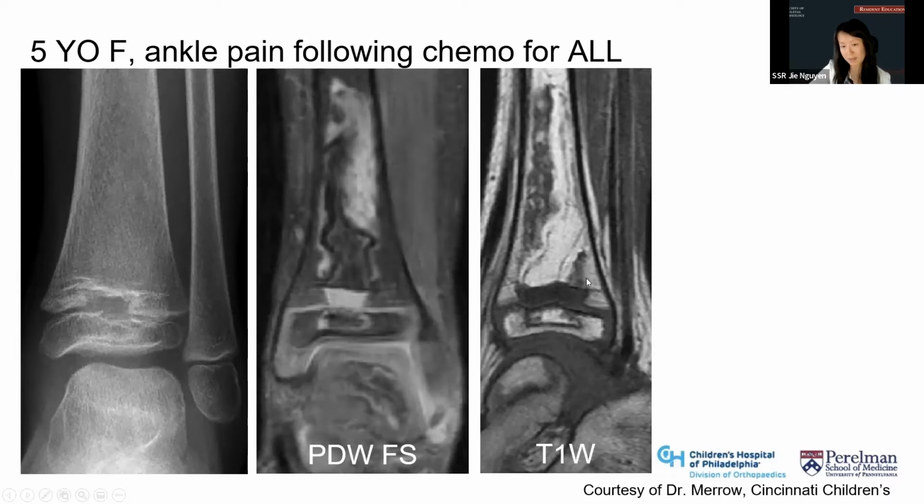So this is essentially you're losing the metaphyseal signal, and the chondrocytes just hang around. And this will be an example of a focal tongue.